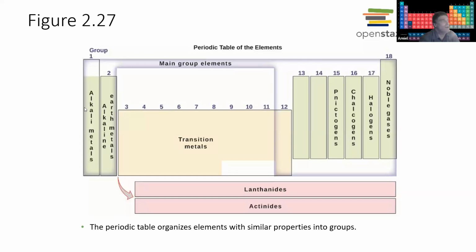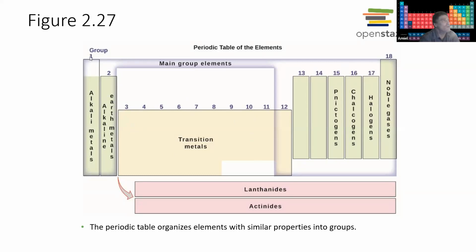So here's a nice way to look at the periodic table. You have the main group elements. Here are the transition metals, the main group elements, groups 1, 2, 13, 14, 15, 16, 17, 18. And you're seeing some names for some of these. And all I would like you to know are 4 of these.